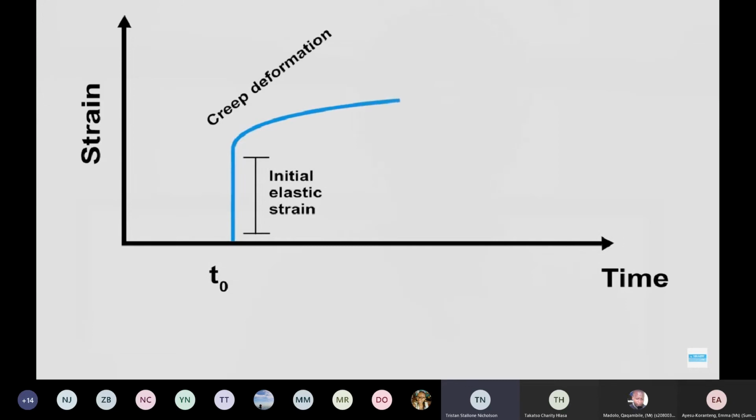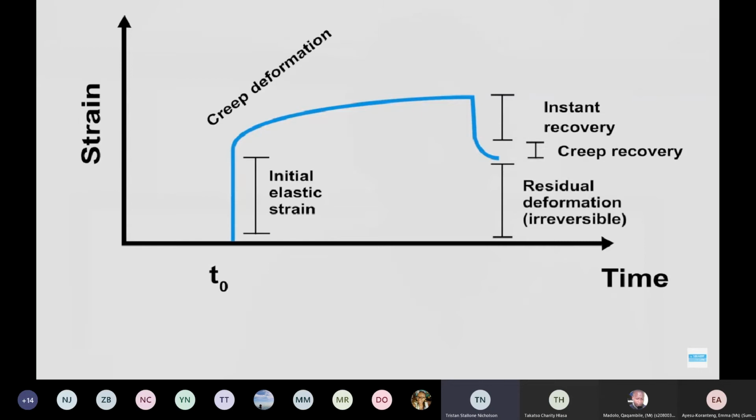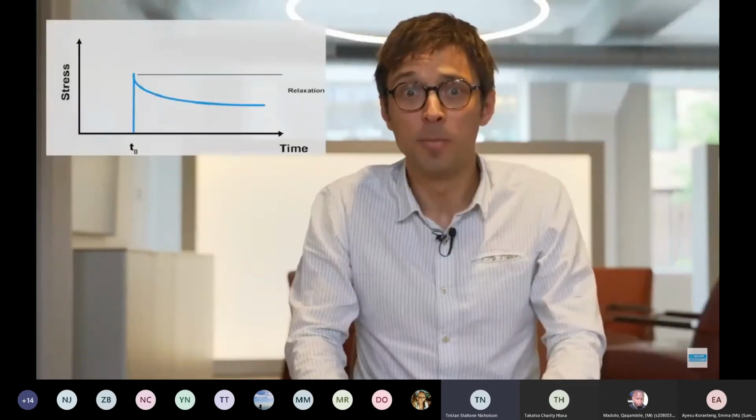This will happen quickly at first, and then gradually it will be slowing down. When the load is removed again, the concrete will spring back to some extent, and also some of the creep deformation will continue to return. This is what we call creep recovery. And part of the deformation is, however, irreversible.